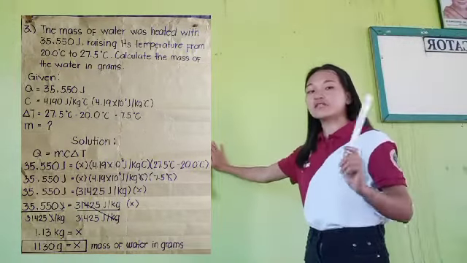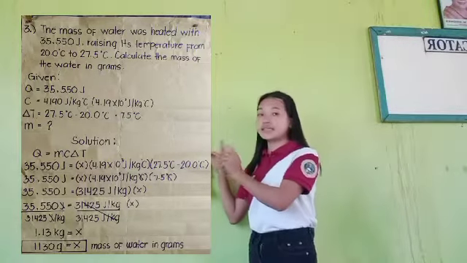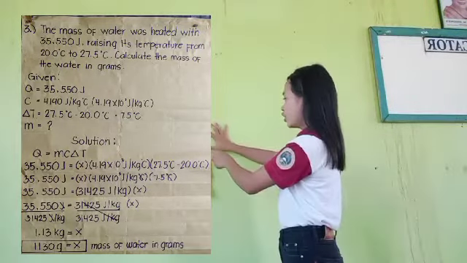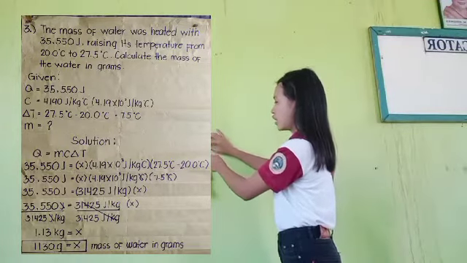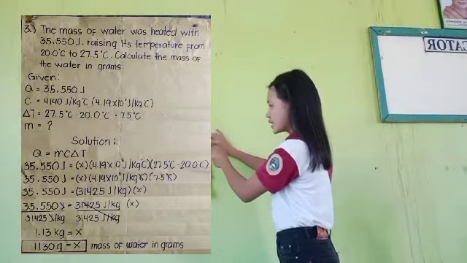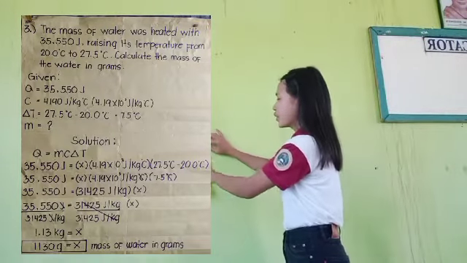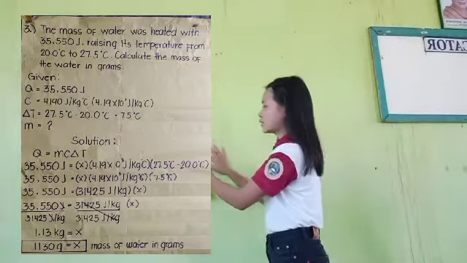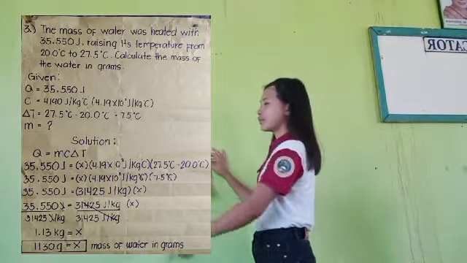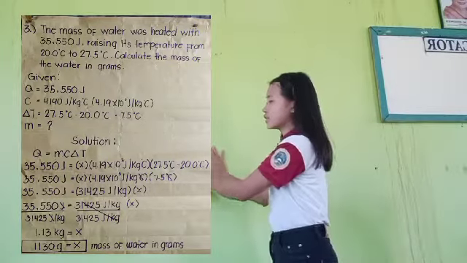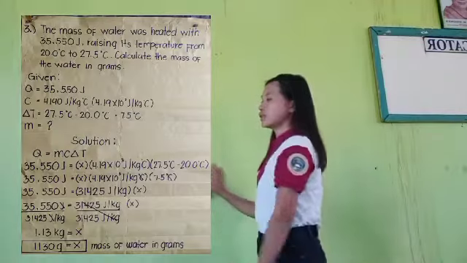Solution. Let us still follow the formula, which is Q equals mc delta T. The Q is 35,550 joules, equals the mass, which is the missing one, so let's put X in here, times the specific heat, 4.19 times 10 to the power of 3 joules per kilogram degree Celsius, and delta T, 27.5 degrees Celsius minus 20 degrees Celsius.